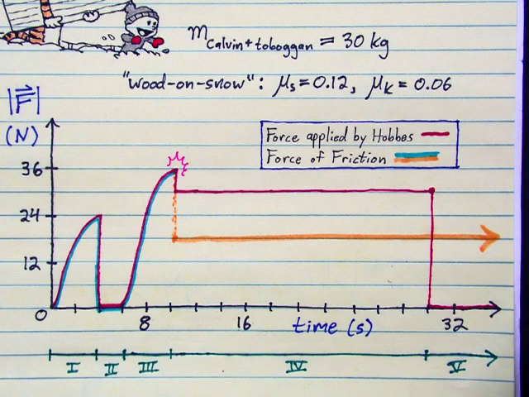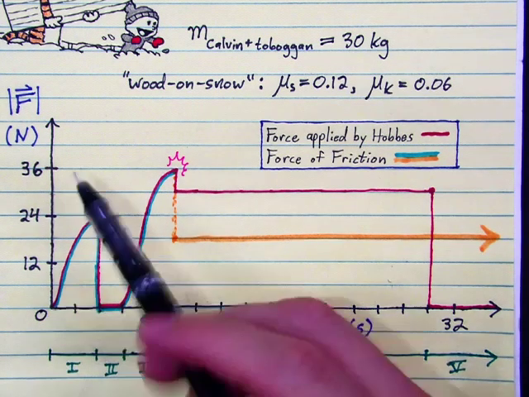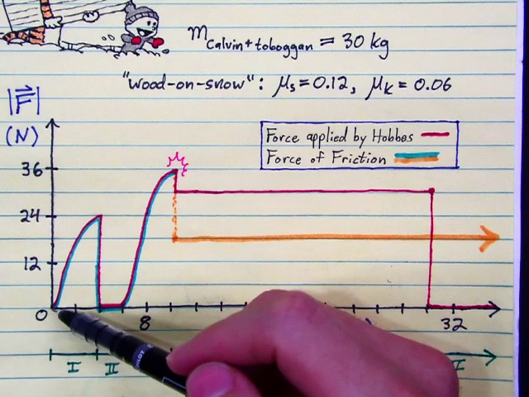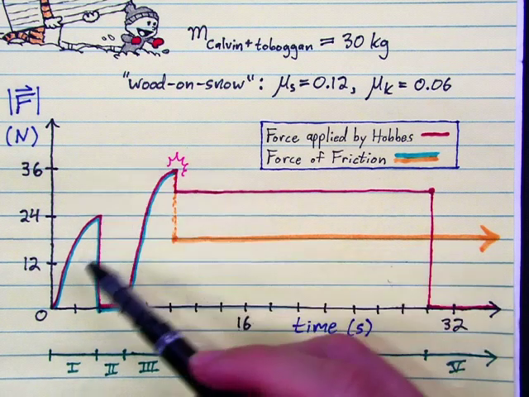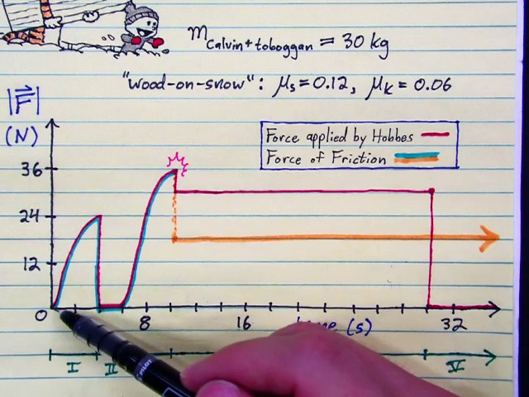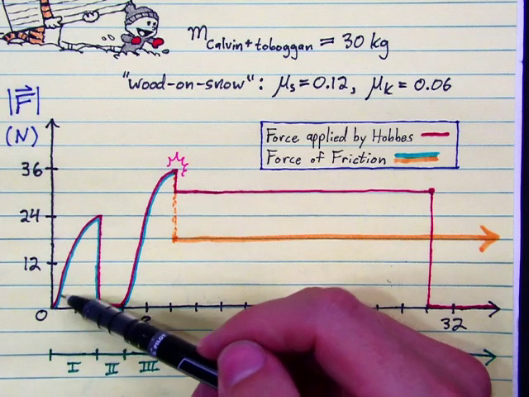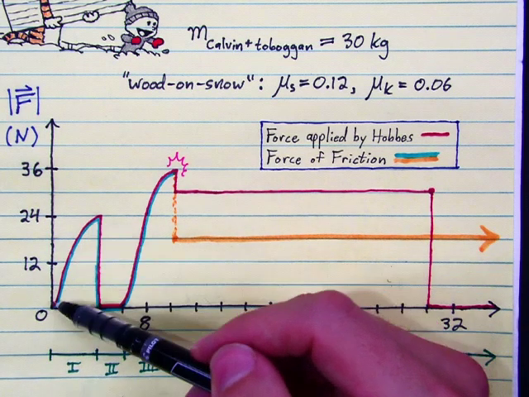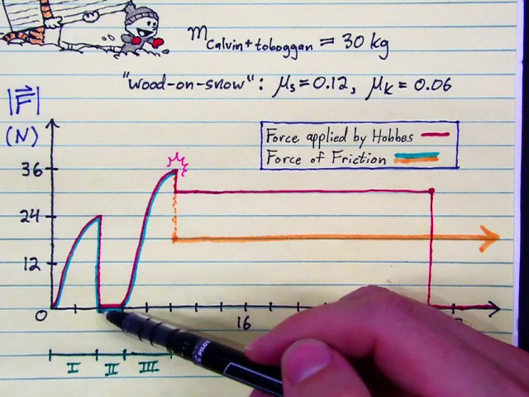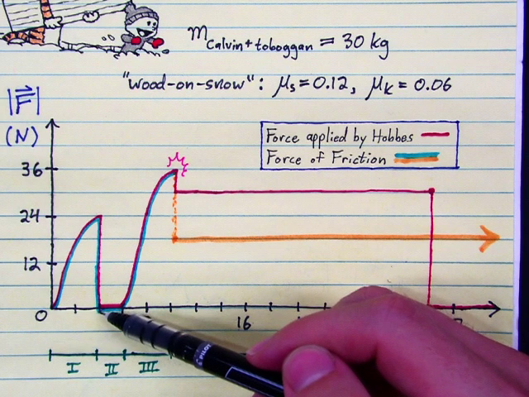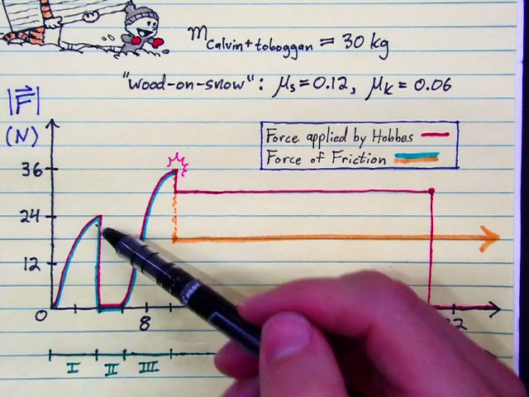Ready? Okay, here's my interpretation. During this time period, Hobbes starts to push. His force starts at 0, and he pushes harder and harder and harder, up to 24 newtons. But that whole time, the force of static friction is growing to match him, so Calvin doesn't start moving, and Hobbes gives up at this point and stops pushing. Calvin is still at rest. Static friction was not overcome.